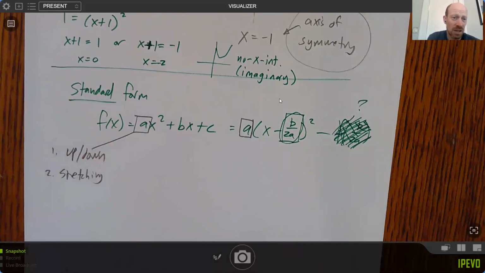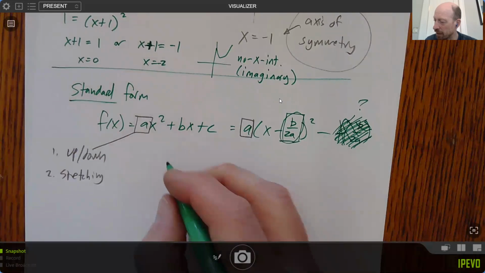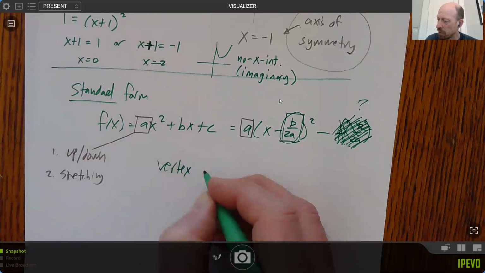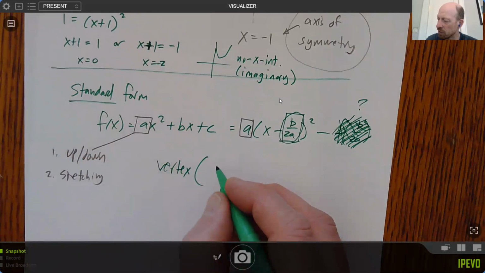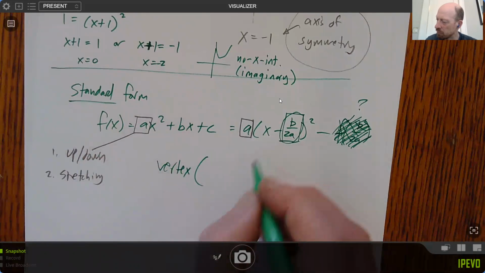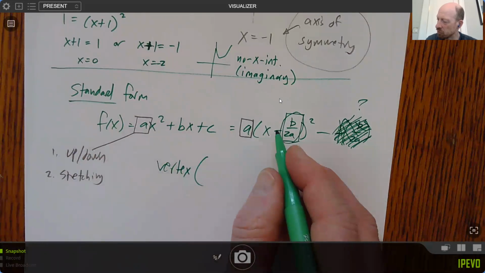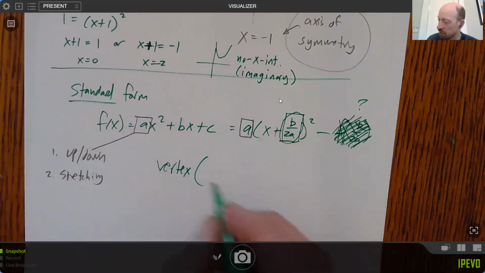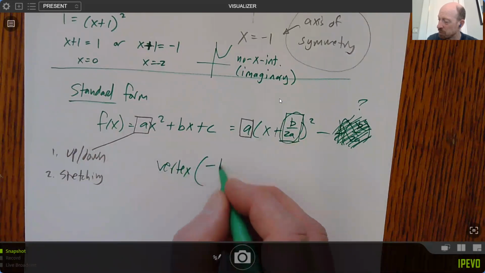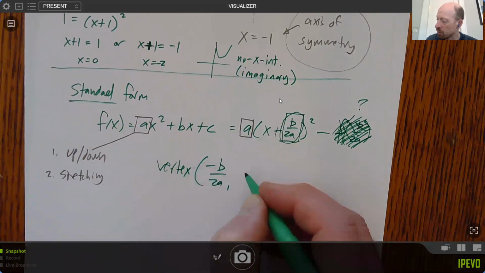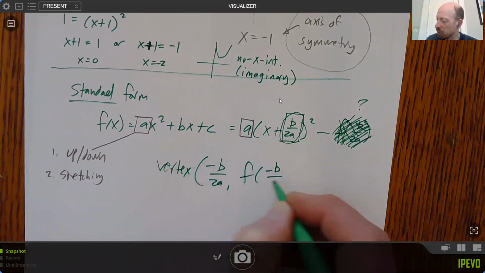Okay, so that's just as good, right? You can see the a just as easily there as you could on the vertex form. So the only thing we're missing is the vertex. And it turns out the vertex is going to be at, actually, if you do complete the square, you get plus there, right? Because the vertex is negative b over 2a, and then f of negative b over 2a.